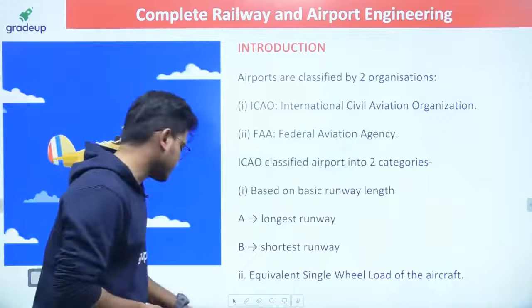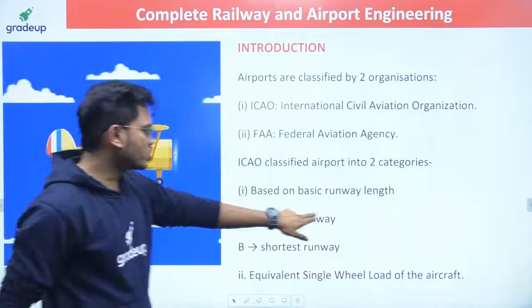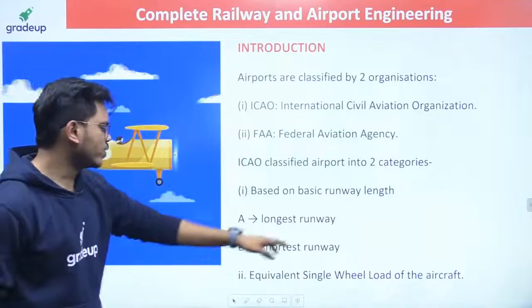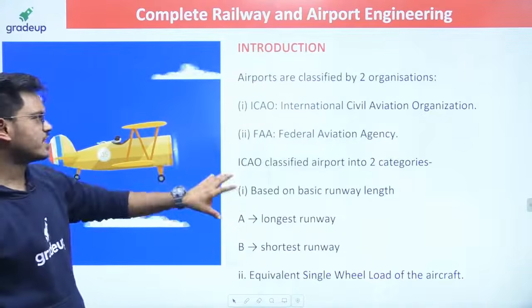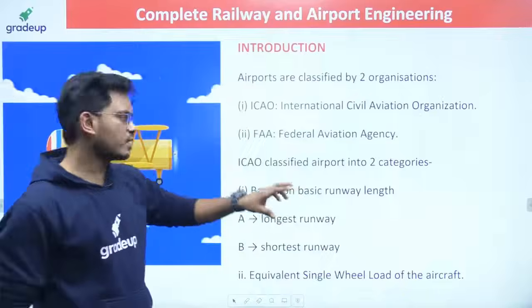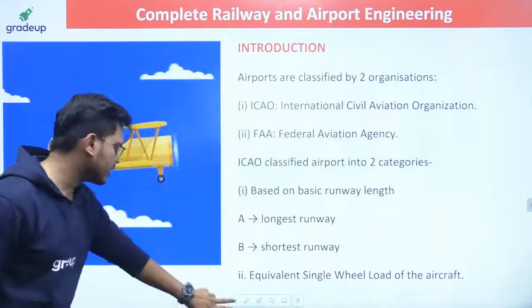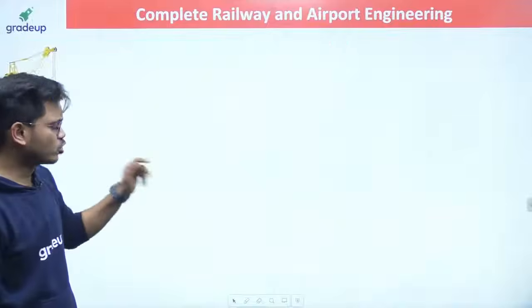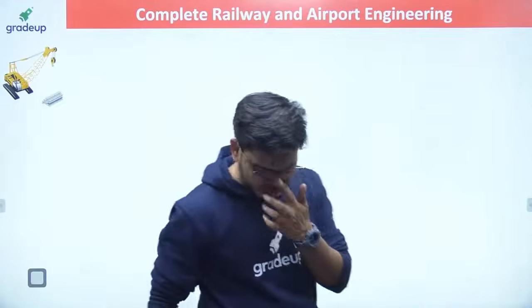Right. Next, based on the basic runway length, we have the longest runway and the shortest runway, equivalent single. So basically, these are the things which are taken care of by ICAO and FAA. But do we have to talk about them? No. We have to talk about one thing which is known as crosswind.